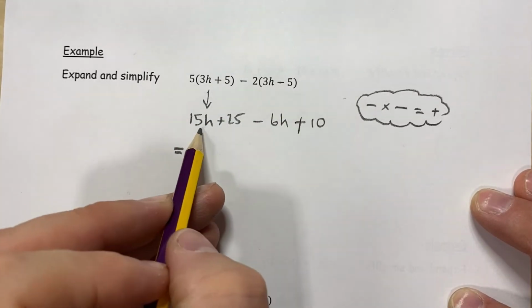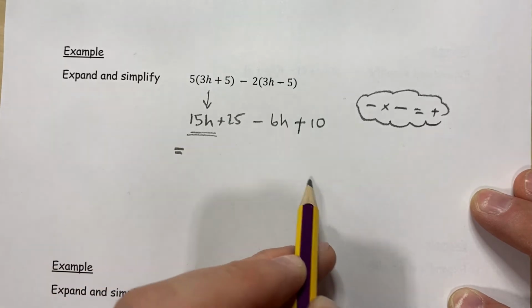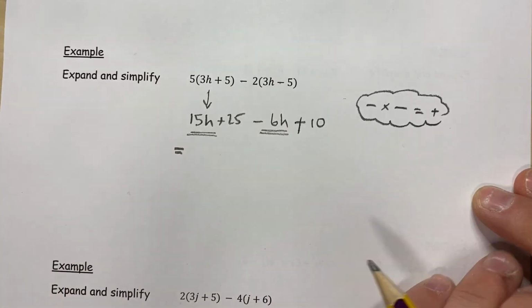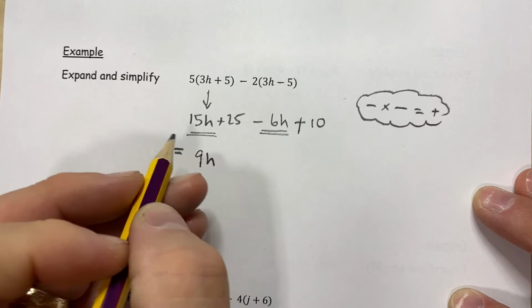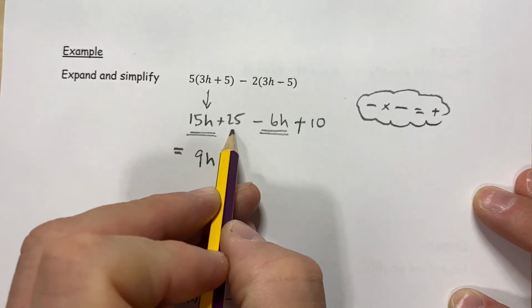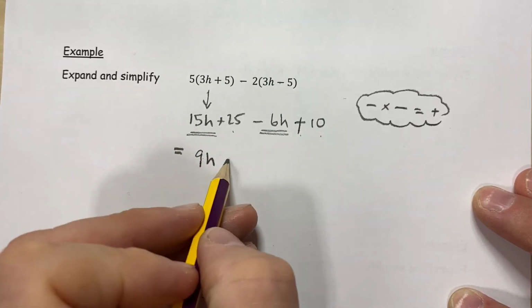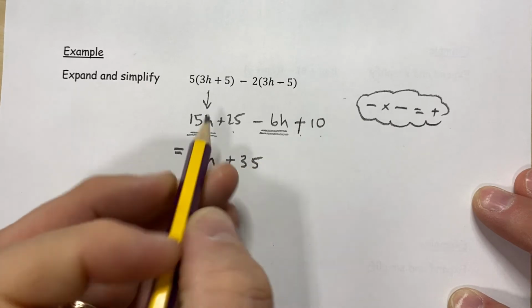Just like with the previous one, we can tidy this up. We've got 15h's, told to take 6h's, so that's 9h. And then we've got 25, add 10, we've got plus 35.